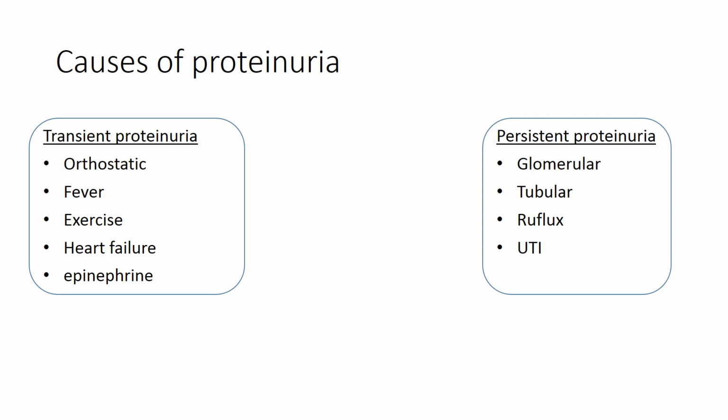Then in terms of causes of proteinuria, we can look at them as those that are transient, meaning they go away after some time, and persistent. So there's what is known as orthostatic proteinuria. So a patient who gets up from a lying down position will suddenly get protein appearing in the urine. Patients that have fever, patients that have engaged in vigorous exercise, patients with heart failure, patients receiving infusions of drugs such as epinephrine may have transient proteinuria.